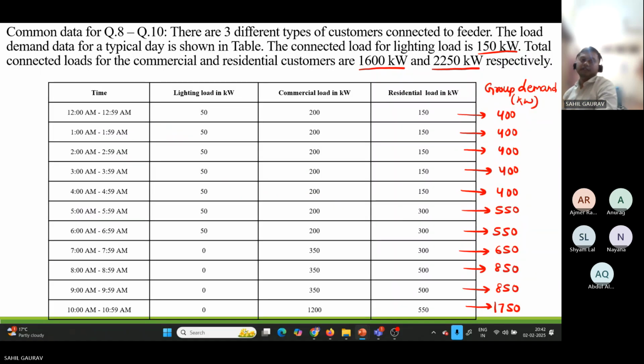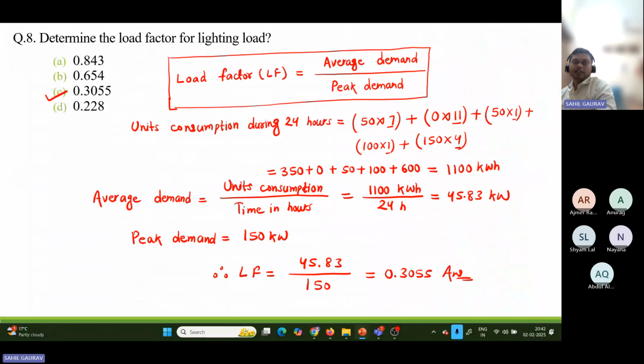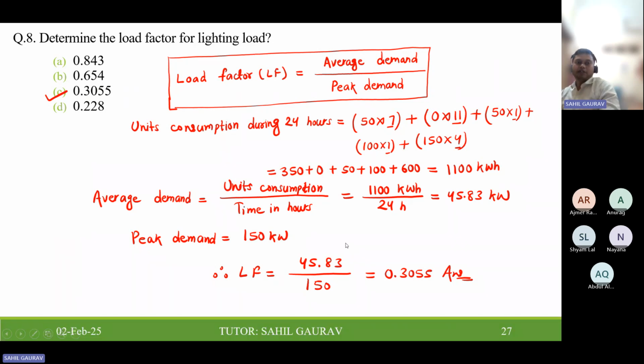Now this is a similar problem where we have to find the contribution factor. How can we find the contribution factor from the table? There are different types of load: lighting load, commercial load, residential load. Then they are asking about the load factor for lighting load. How will you find the load factor for lighting load? Unit consumption upon time in hours gives the average demand, and the peak demand for the lighting load is given. So we can find the load factor.